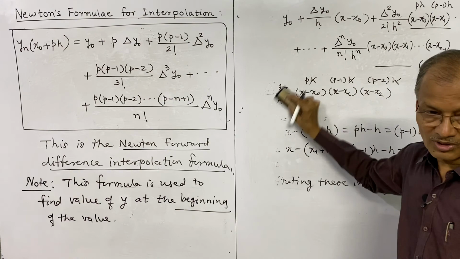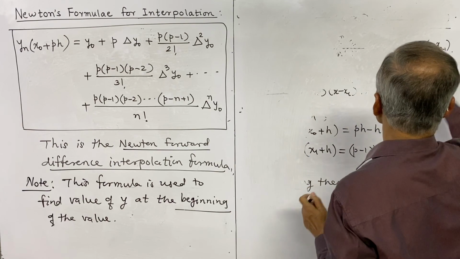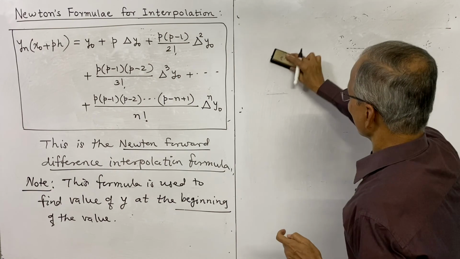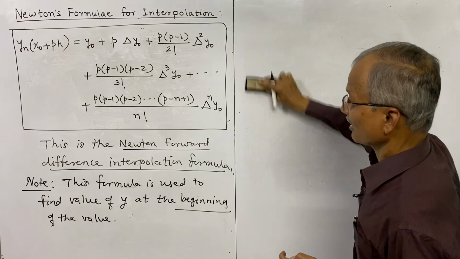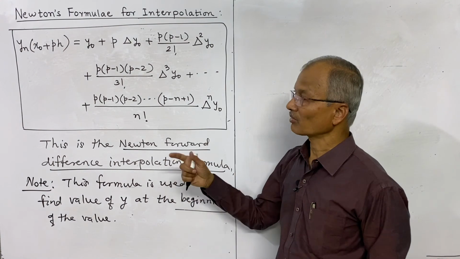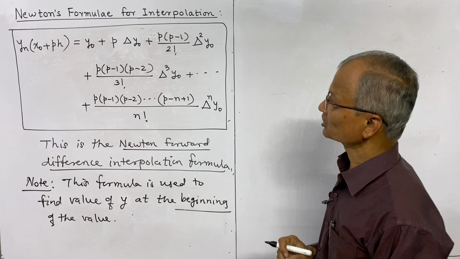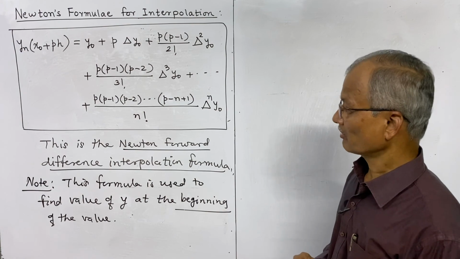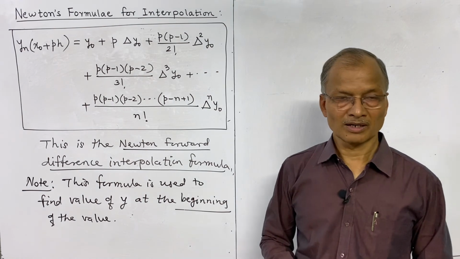So this is the Newton forward interpolation formula, and this formula can be obtained in an alternative way, but we will see that next time. How to obtain Newton's forward difference interpolation formula using the shift operator is easy, and we will see that, and also Newton's backward difference interpolation formula in our next lecture. Thank you.